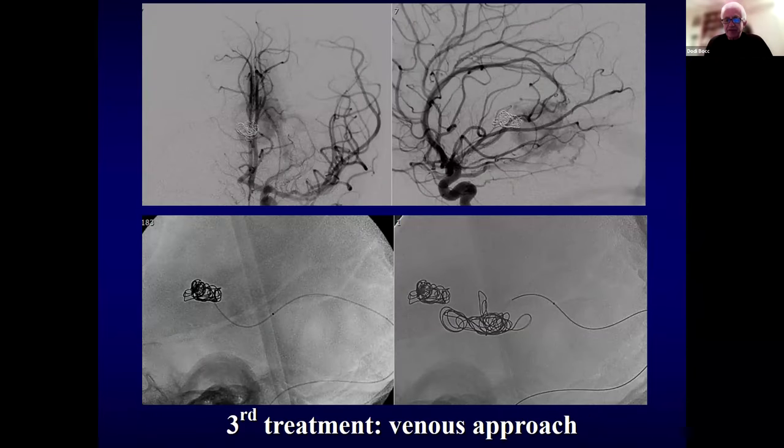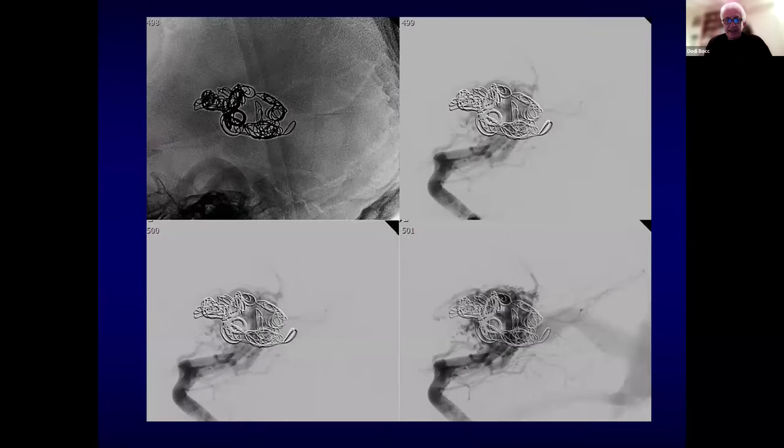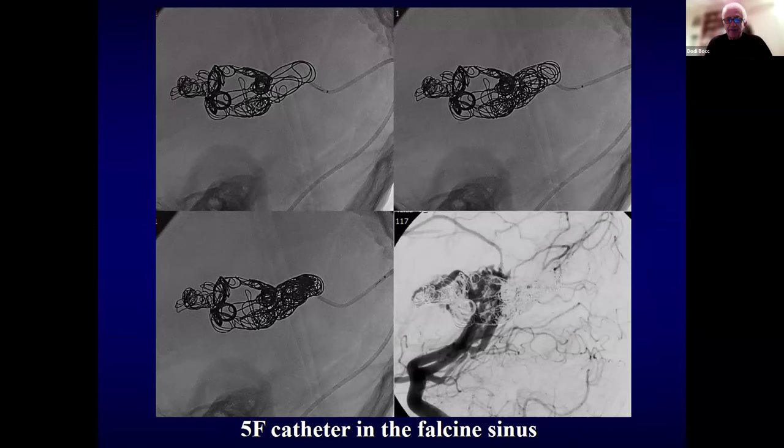Okay, so we decided to go through the vein, a venous approach with a microcatheter. We place a few coils, the ones you see down below, right here. But at this point, we lose the position of the microcatheter, when we are more or less like this. So we decide, okay, we come back sometime later, a few weeks, I think. So now we are back with a 5 French catheter inside the falcine sinus, and from there we can put more coils. And we think to place so many coils to occlude the vein.